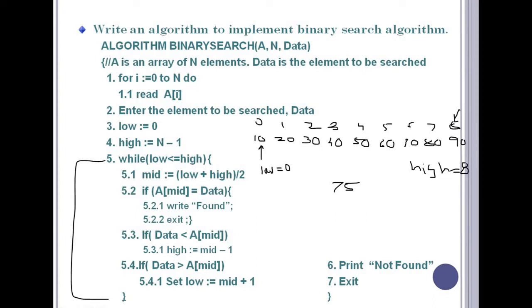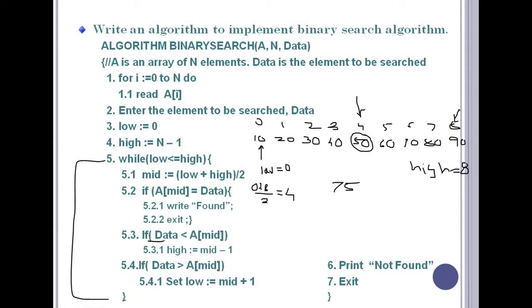In the while loop, the first step is to calculate the mid. The mid is 0 plus 8 divided by 2, so the value I get for mid is 4. I first check whether my data lies at the mid location. At the mid location the data is 50, so this condition is false.